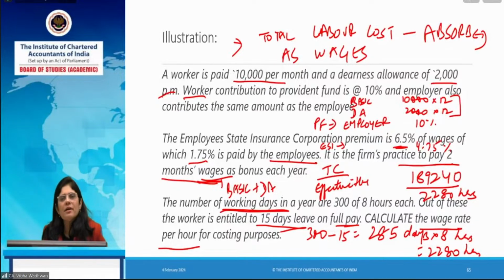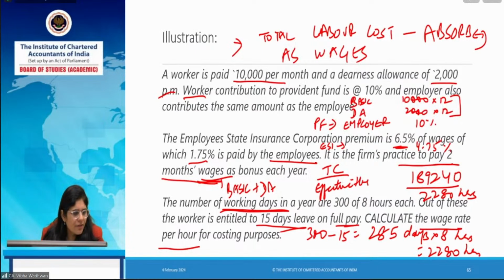You will get the absorption rate of wages per hour. Clear? And this rate includes everything, the entire labor cost you are paying to the direct worker. That's why we are doing the effective hours. The net working productive hours we are taking. We will deduct all the holidays, all the paid leaves, all the idle time hours, everything, to calculate effective hours. Clear?